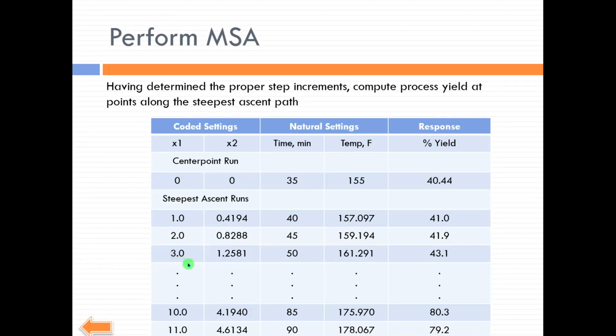This time higher naman. Increment of delta x1 is 3 na ngayon. So 3 na yung increment niya. Tapos si x2 is 1.25 na, which is just 3 times itong 0.4194. Okay, so you input the natural setting, which is 50 and 161 respectively. You get a response value of 43.1. So again, it's still increasing.